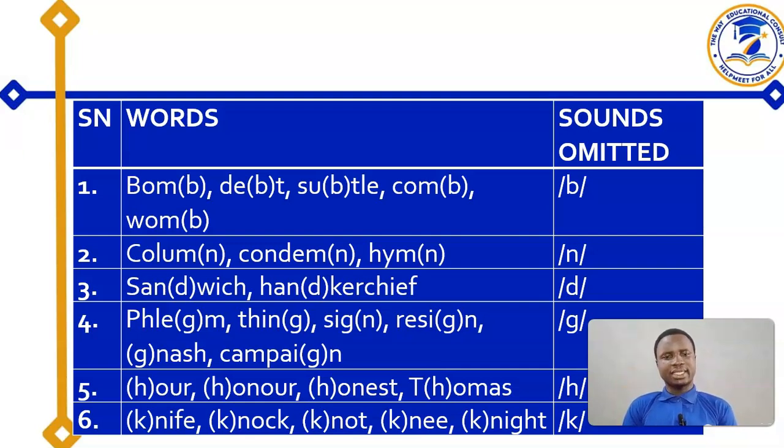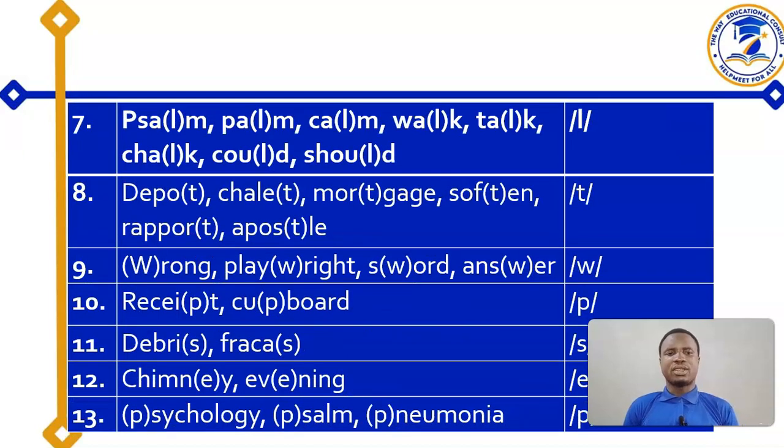Then the letter K is silent in the following words, usually with K and N together in the same syllable. So you have knife, knock, knot, knee, and knight. The next one, number 7, is where L is silent. What happens there is that you pronounce it with other words. It is not being articulated or realized at all, but in the spelling, it is present. Like Sam, like palm, calm, walk, talk, chalk, could, should. After the short U in could and should, the L is not being realized at all.